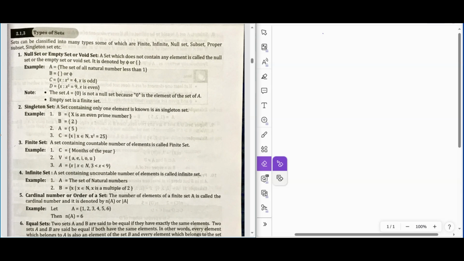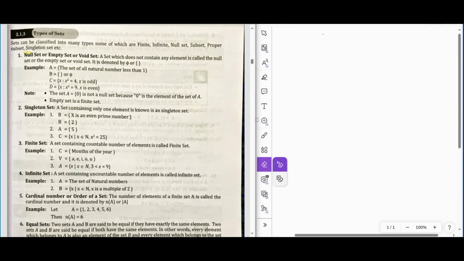Next we have types of set. What are the different types of set we have? So we have null set, empty set, or void set. What is that? A set which does not contain any element is called a null set.